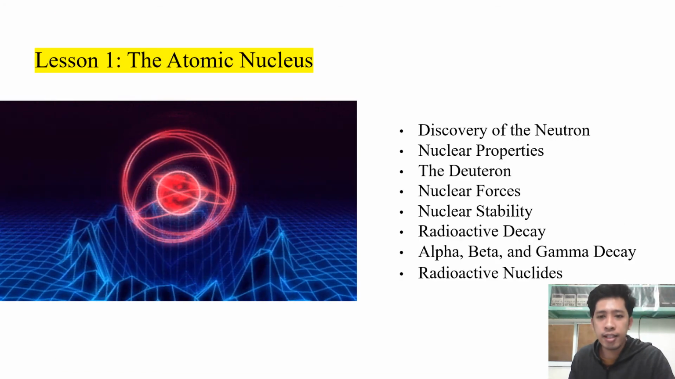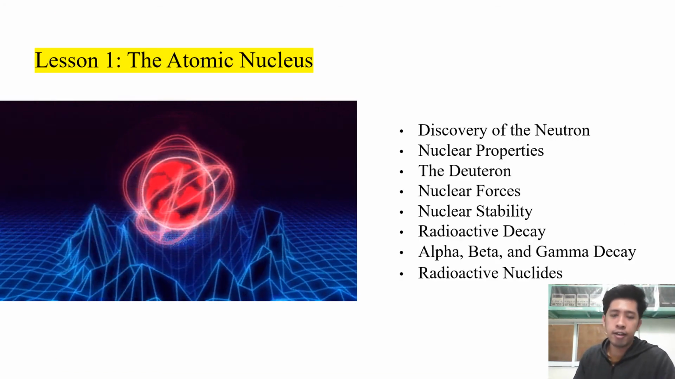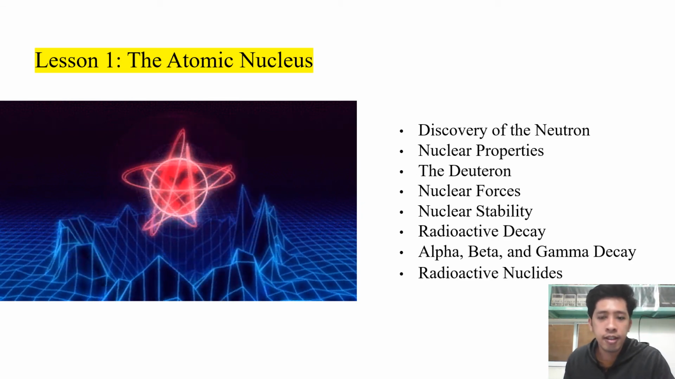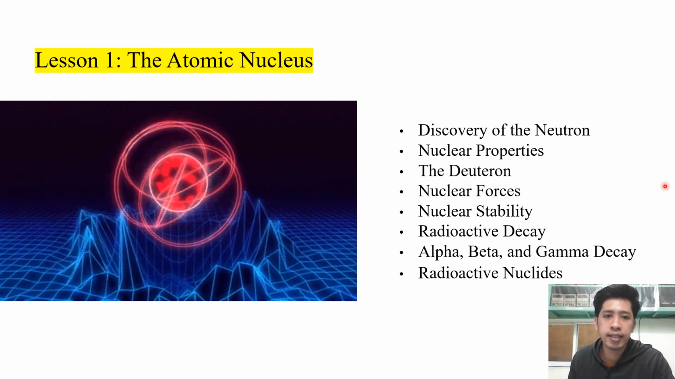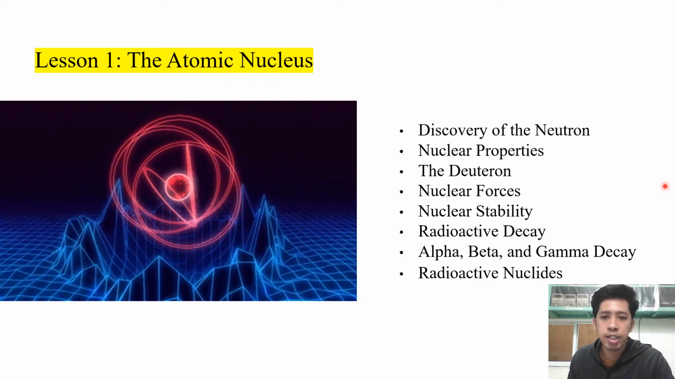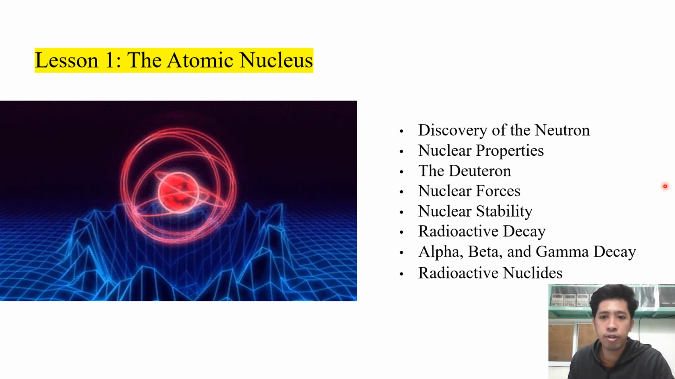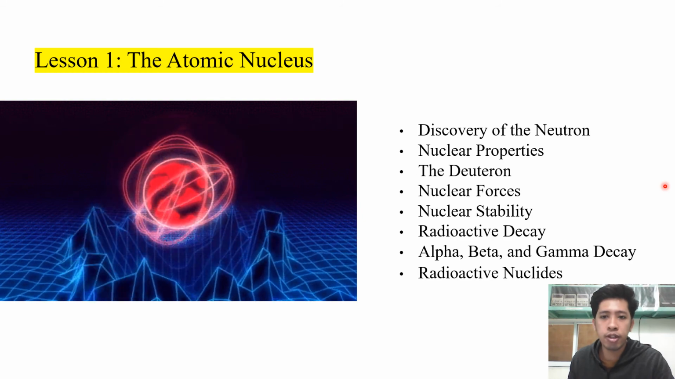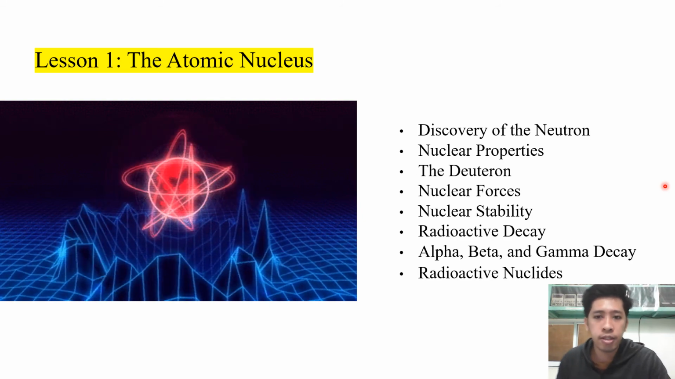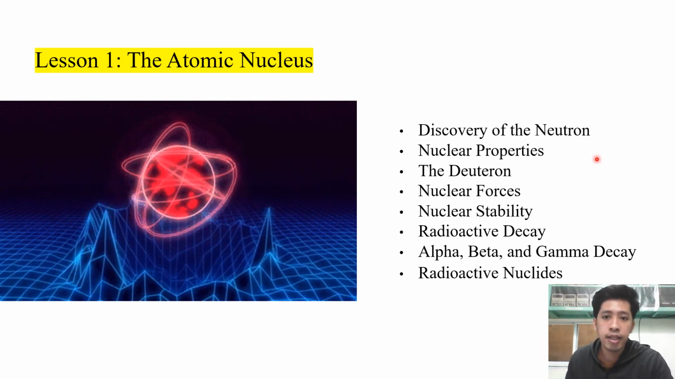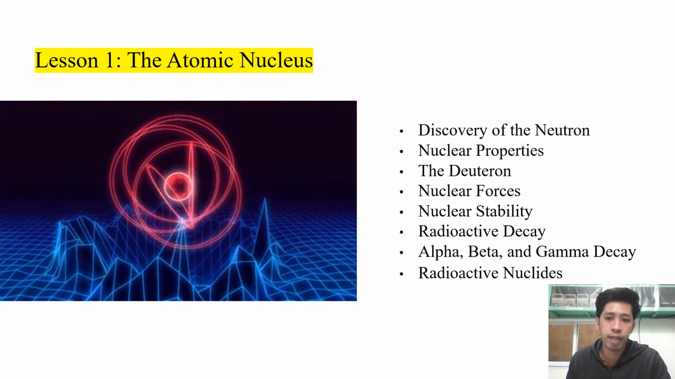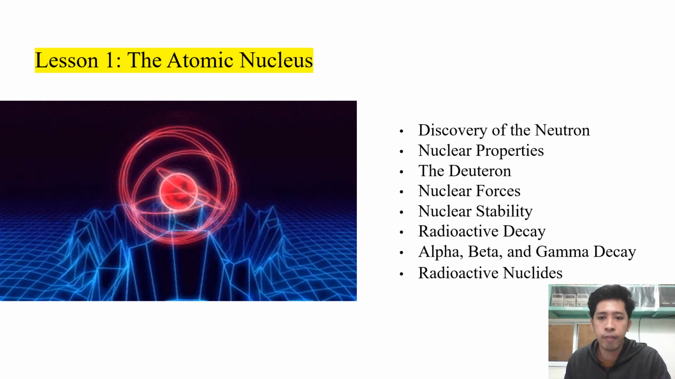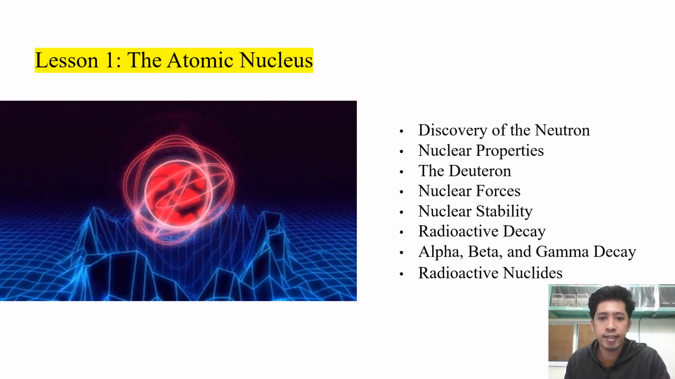Now, let's finally go to our actual lesson. So let's discuss the atomic nucleus. These are the topics that we're going to talk about: the discovery of the neutron, the nuclear properties, the deuteron, the nuclear forces, nuclear stability, radioactive decay, alpha, beta, and gamma decay, and then your radioactive nuclides.